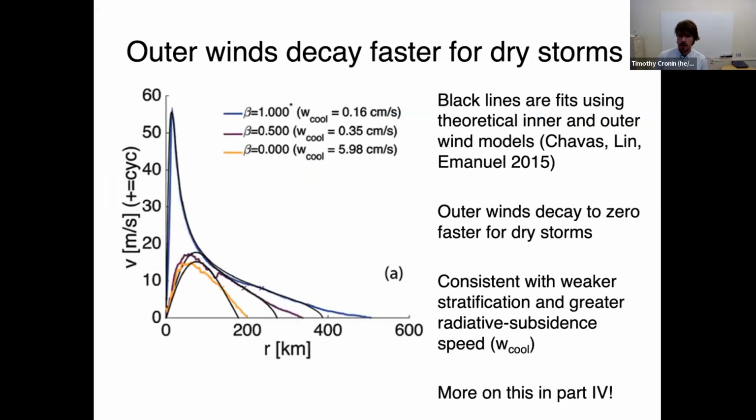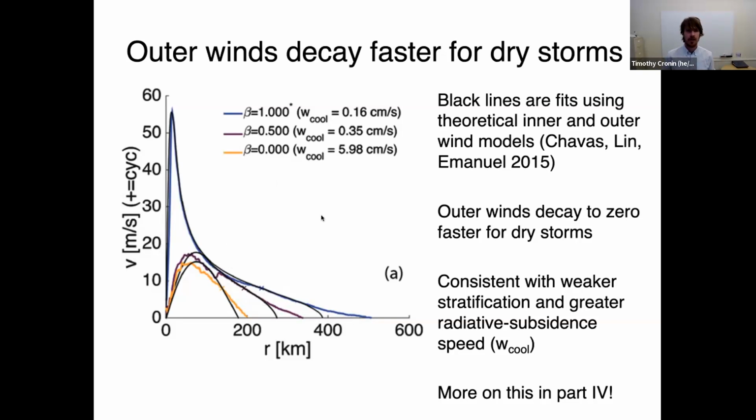And finally, we can look in a little more detail at how the swirling winds vary with radius, or distance from the storm center. We found that they're relatively well captured by a two-region wind model that follows a nice paper by Chavas, Lin, and Emanuel from 2015. The thing I want to point out is that the winds for moist storms with beta equals 1, here in blue, decay comparatively slowly as you go away from the center of the storm. On the other hand, the winds for the dry storm decay somewhat faster, and for semi-dry storms, you have intermediate decay speeds of those winds.